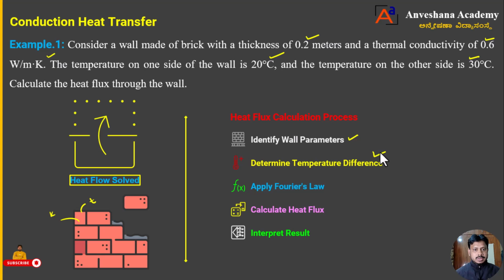To calculate the rate of heat transfer through this brick wall, I need to use an equation. That equation is Fourier's law of conduction, because conduction heat transfer is taking place in the brick wall. With the help of Fourier's law of conduction, I can calculate the total rate of heat transfer, and the rate of heat transfer per unit area, that is the heat flux. Then I need to interpret the results. These are the steps we need to follow to solve this numerical.